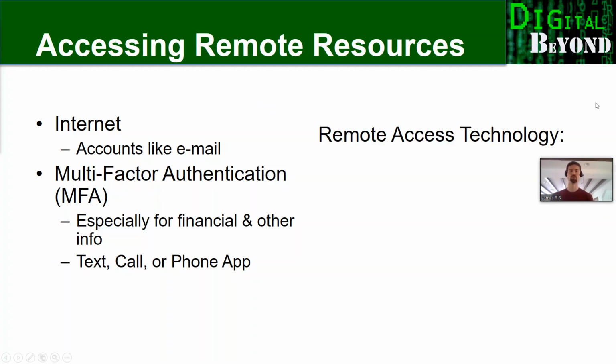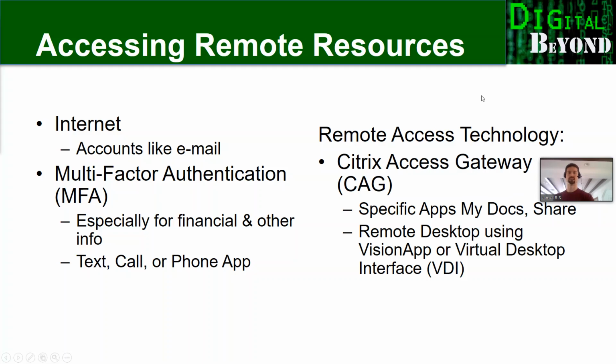And then there's also some remote access technology. I'm just giving some examples here. So maybe your work uses a gateway, Citrix Access Gateway is an example of that. And it could be set up different ways. Sometimes it's just connecting to specific applications. So you log into a website, maybe you have to use that MFA, and then you can access whatever you're trying to get to. Maybe it's My Documents, the documents that are at your work, a shared drive, maybe your company shares files amongst each other, or maybe it's an application.